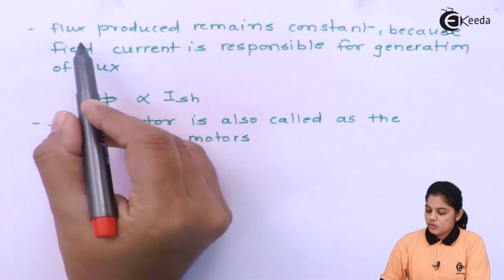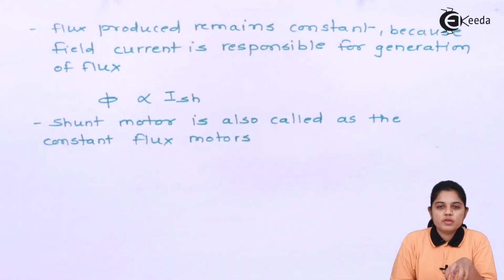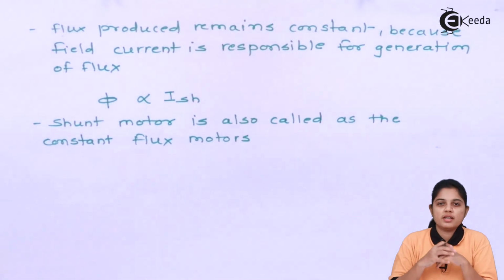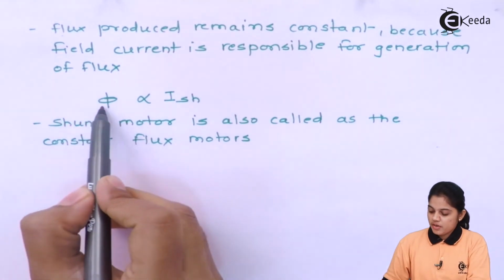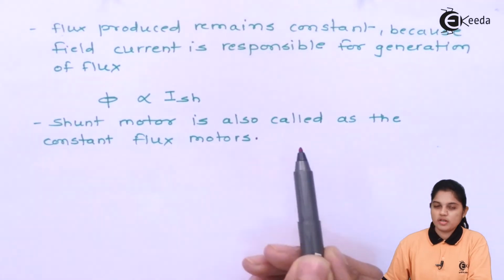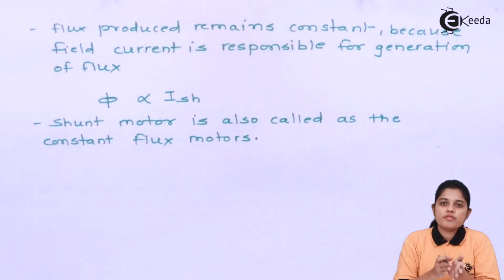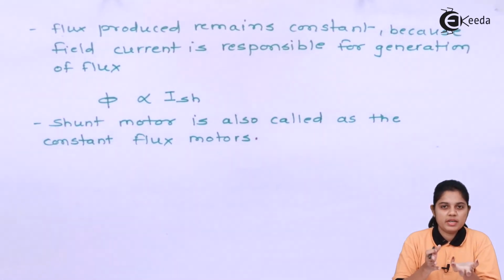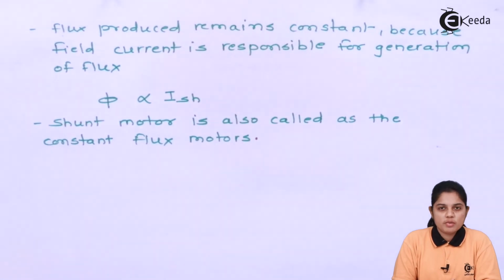Now in this process the flux produced remains constant, because the field current is responsible for the generation of flux. The current across the field winding, due to the connected source voltage V, produces the flux, and this flux remains constant in a DC shunt motor, because the flux is directly proportional to the current flowing through the field winding. So the shunt motor is also called a constant flux motor, because the flux depends completely on the field current. Since the field is stationary, there will be no change in current, and if there is no change in current, there will be no change in flux. So this DC shunt motor is also called a constant flux motor.